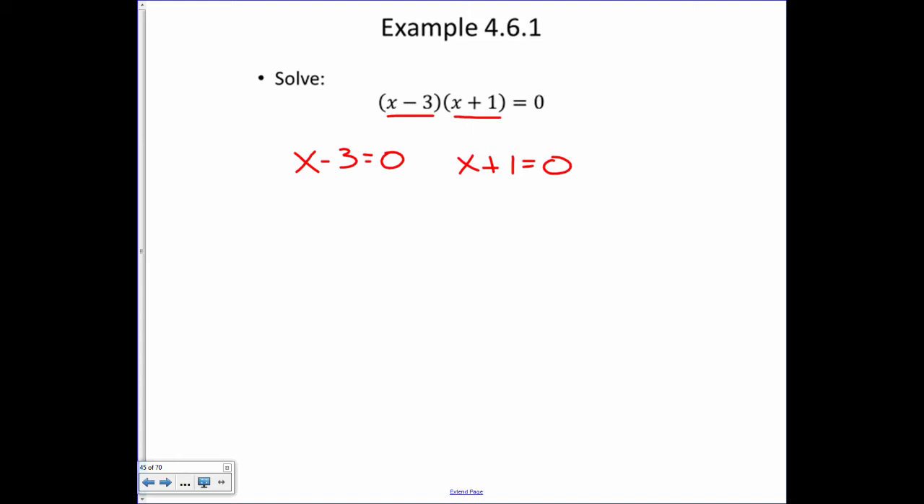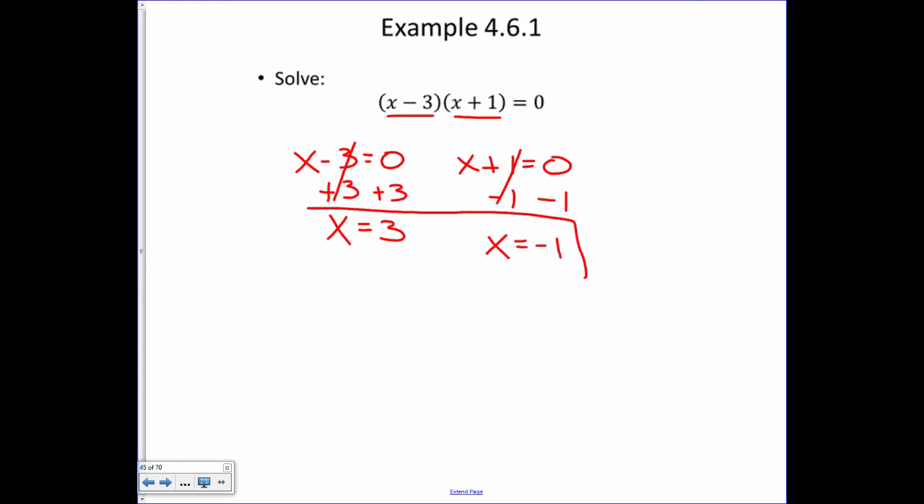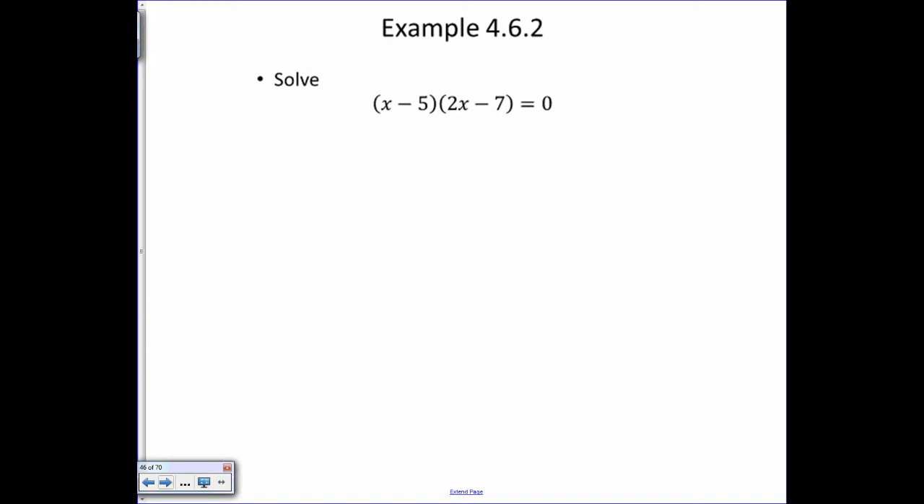And then solve. Here we're going to add 3 to both sides, and you get x equals 3. Here we'll subtract 1 from both sides, and you get x equals negative 1. And those are our two solutions. In general, a quadratic equation will have two solutions. So let's try another one.